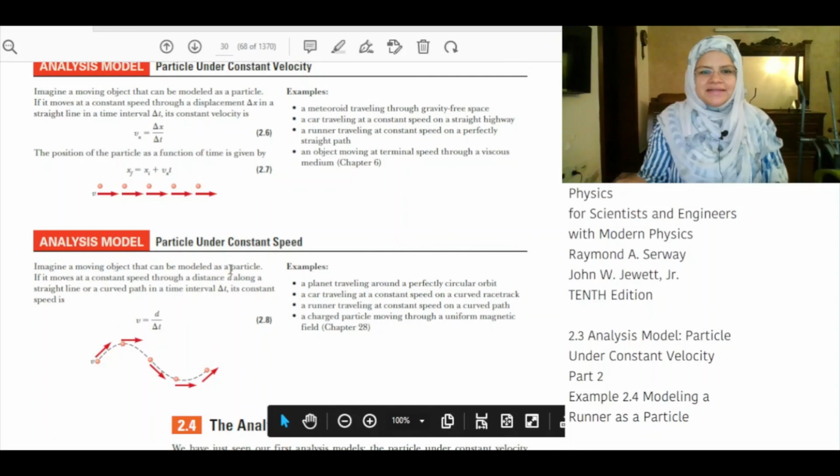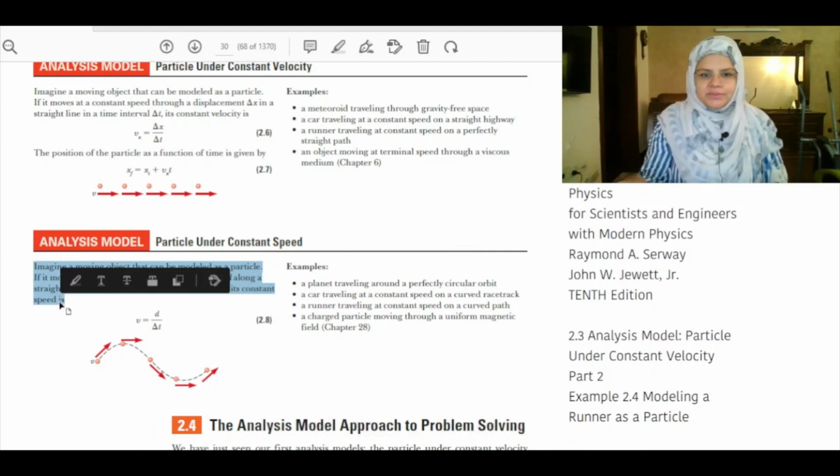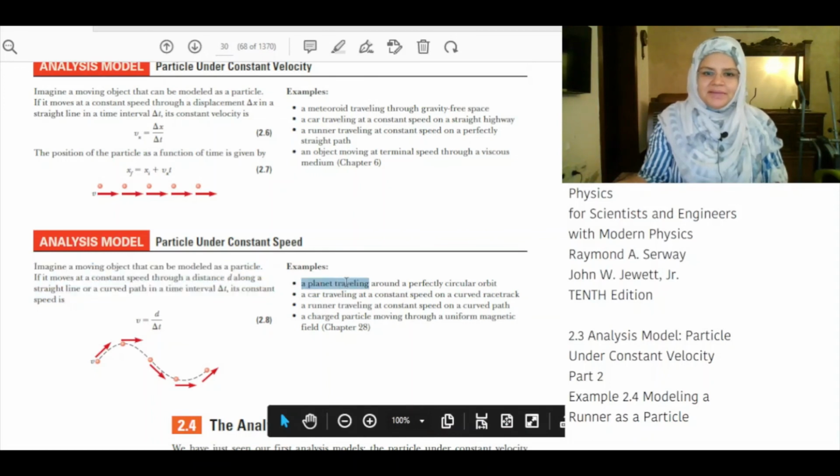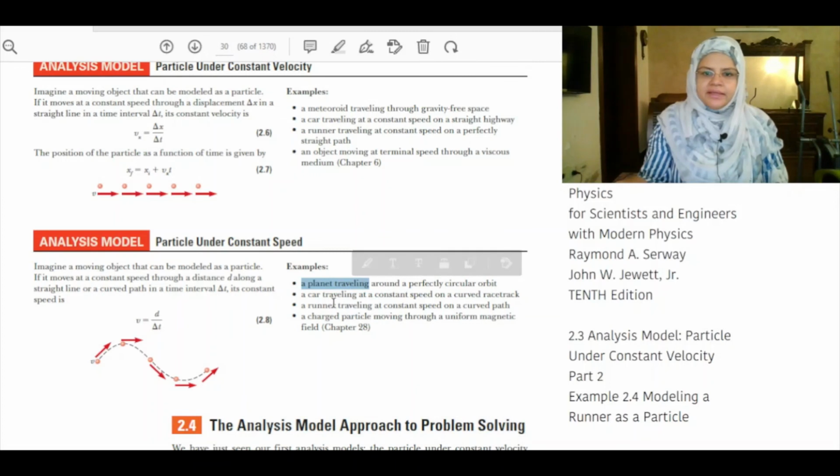Analysis model, particle under constant speed. Imagine a moving object that can be modeled as a particle. If it moves at a constant speed through a distance d along a straight line or a curved path in the time interval delta t, its constant speed is v is equal to d over delta t. Examples: a planet traveling around a perfectly circular orbit, a car traveling at a constant speed on a curved racetrack, a runner traveling at constant speed on a curved path, a charged particle moving through a uniform magnetic field.